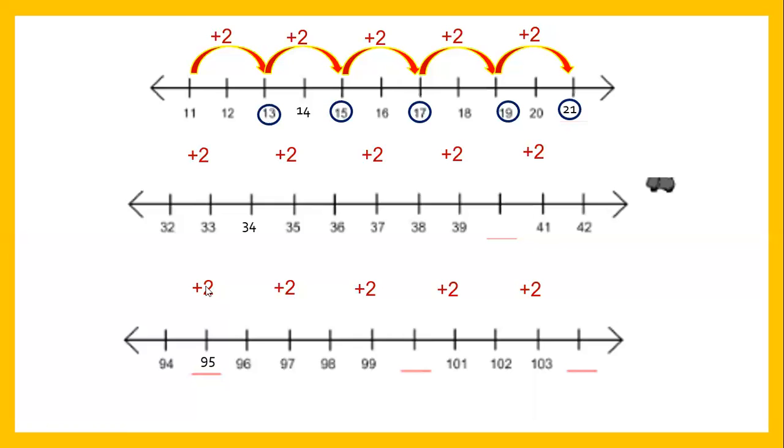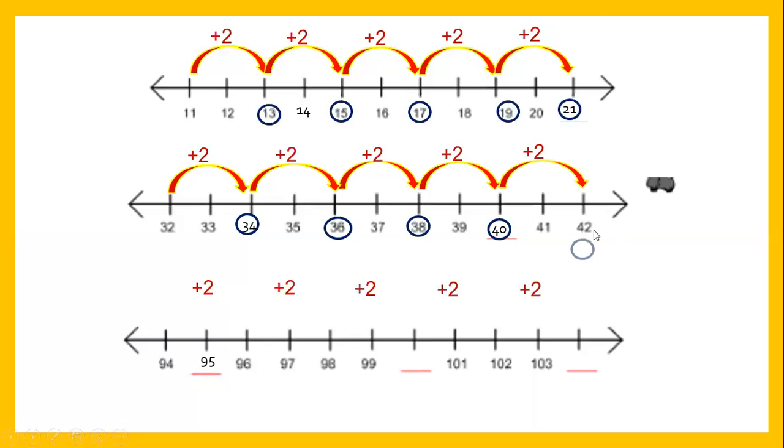Okay, here the arrow starts at 32. So the next number will be 34. And 34 plus 2 is equal to 36. And the next one will be 38. Next to 38, it's 40. Next to 40, it becomes 42. Okay, kids, let's try one more time.